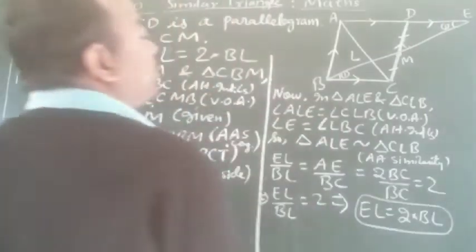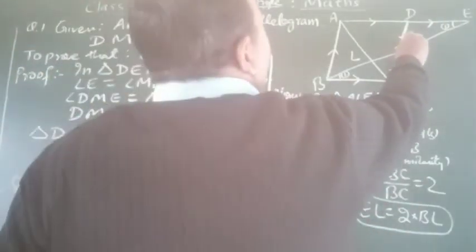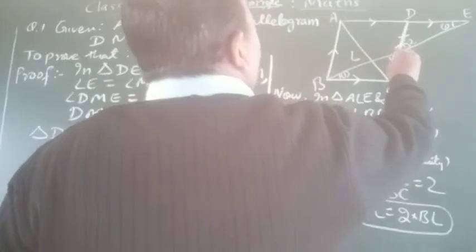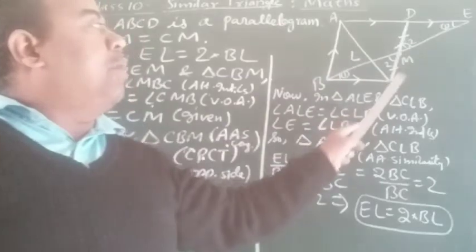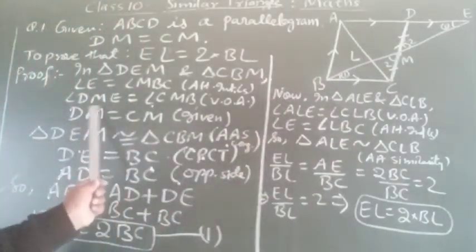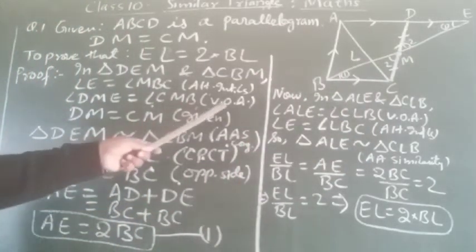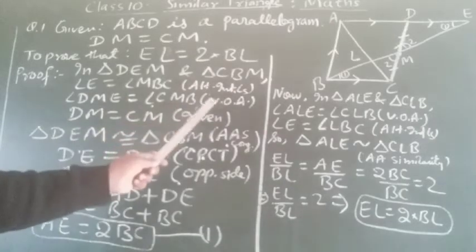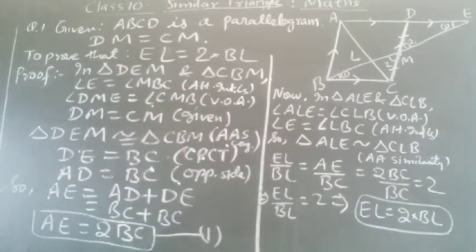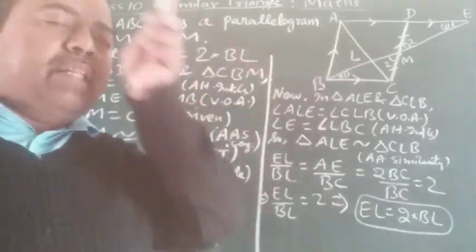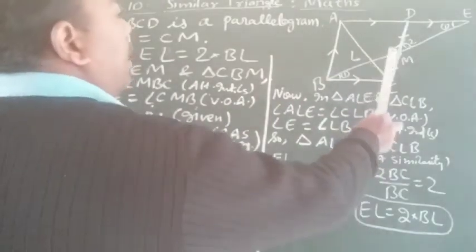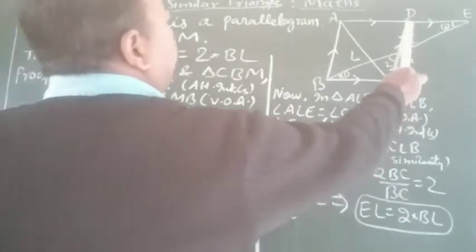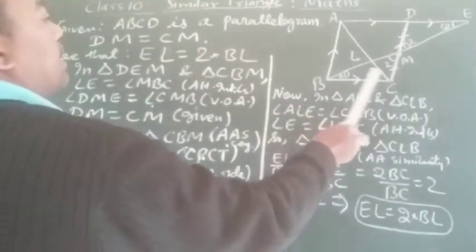Now, after that, vertically opposite angles. This is 2 and it is also 2. So you look there, angle DME equal to angle CMB, vertically opposite angles. Now the third one is DM equal to CM, that is already given in the question. Okay, so the name of this triangle is DEM, and the other triangle is CBM.